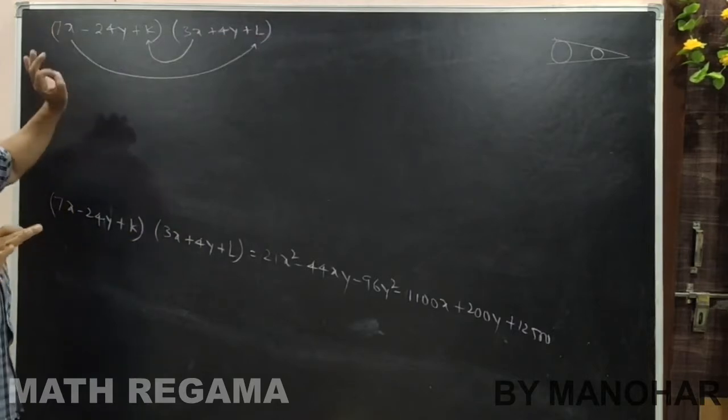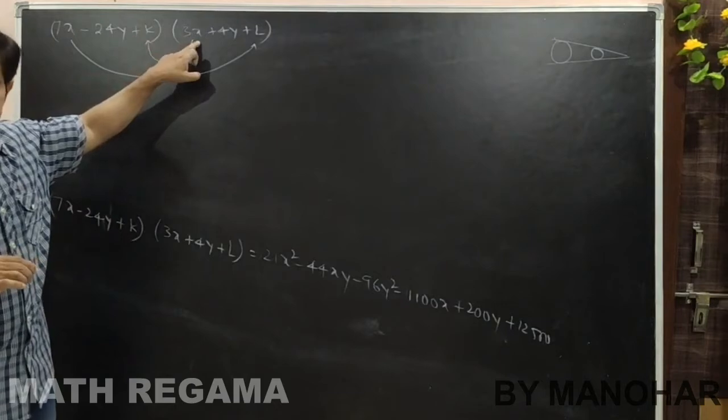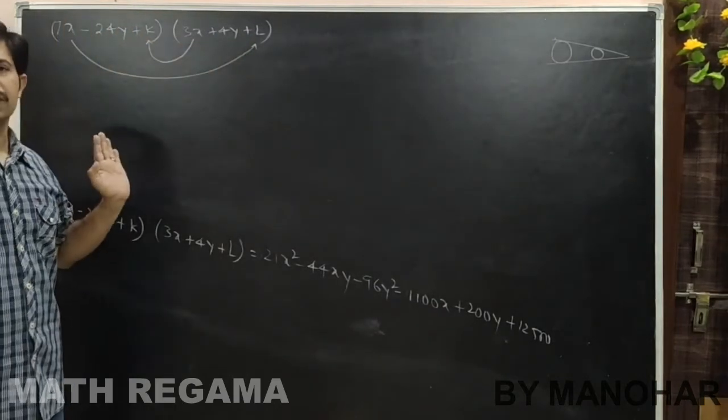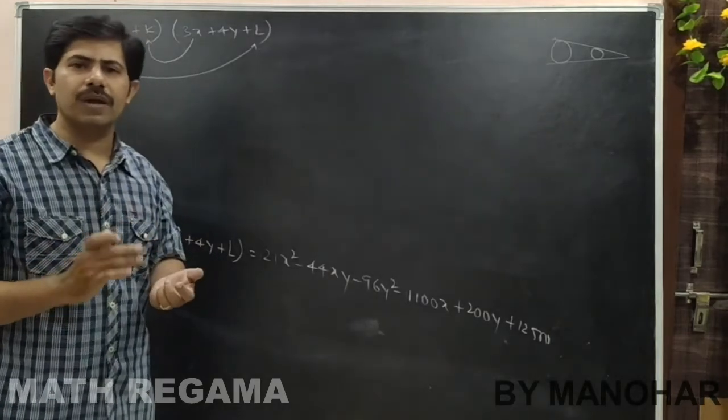See, what you do is very simple. You can remember: k you multiply to the x term, l you multiply to the x term. That's all. Only these two you check. So we get the coefficients of x. The remaining we don't get x coefficient, we get x square, y square and all.